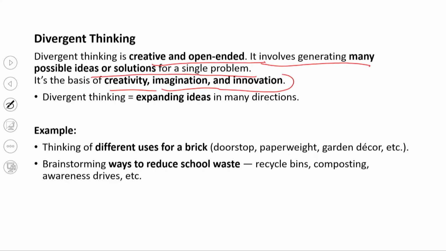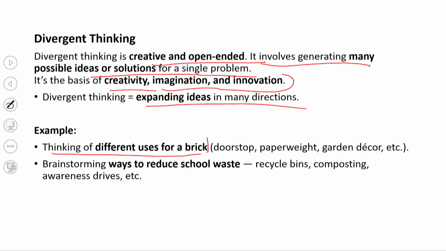Some of the solutions could be very different from the traditional solutions. So that gives newer ideas. Divergent thinking leads to expanding ideas in many directions. For example, thinking of different uses of a brick. If you generally ask what is the use of a brick, people will say it is used to construct a house. That is a traditional, typical convergent thinking.